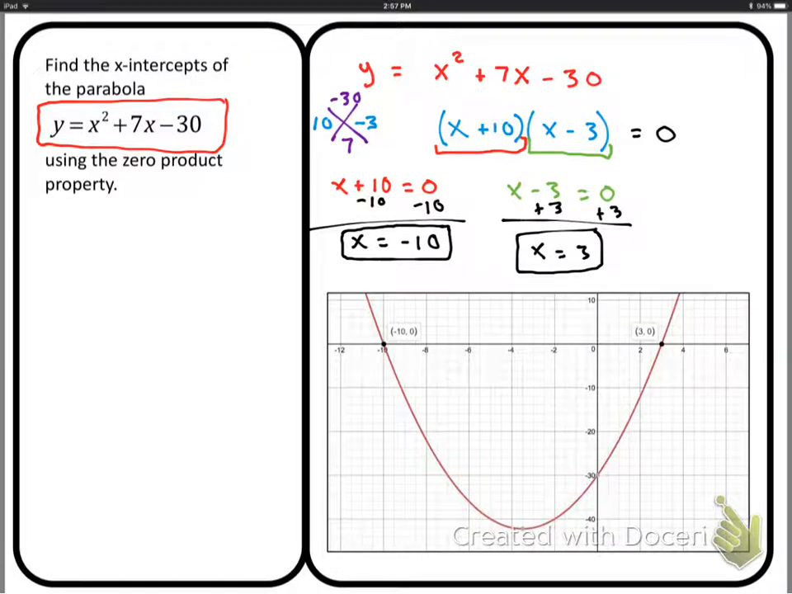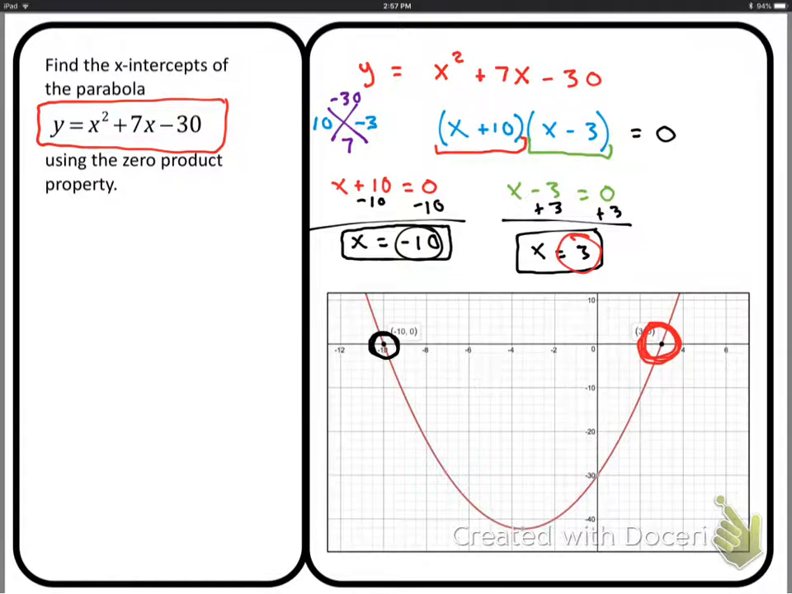Now these are the two zeros of our quadratic, and we have to determine what the zeros give us. If we look at this graph, this is the graph of y equals x squared plus 7x minus 30. We have negative 10 here on the left side, and it turns out that one of the x-intercepts is negative 10. For the other one, we have 3, and the other x-intercept is 3.